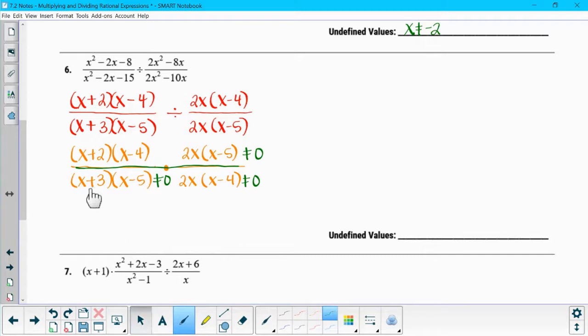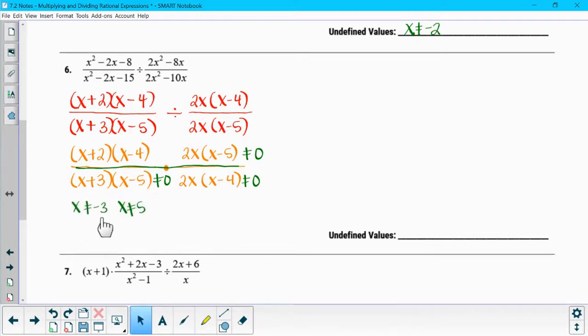So from my first denominator, I get x cannot equal -3, x cannot equal 5. From my second denominator, I'm going to get 2x. When I set it not equal to 0, that means x cannot equal 0. X minus 4 means x cannot equal +4. And I get similar restrictions. 2x gives me x cannot equal 0. X minus 5 gives me x cannot equal 5.